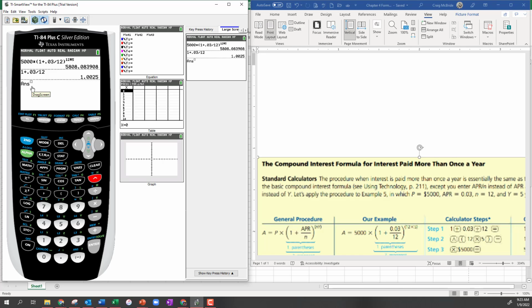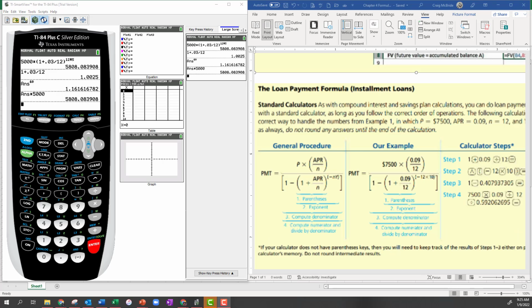So it's taking the previous answer and it's going to raise it to, I'm just going to put in 60, because we know 12 times 5. Then we can hit enter again. That's our next step. And then the last thing we want to do is just do times 5,000. And there's our final answer. We round it to 2 decimal places because it's money. Okay, so that's how to do the compound interest formula, which is pretty basic.